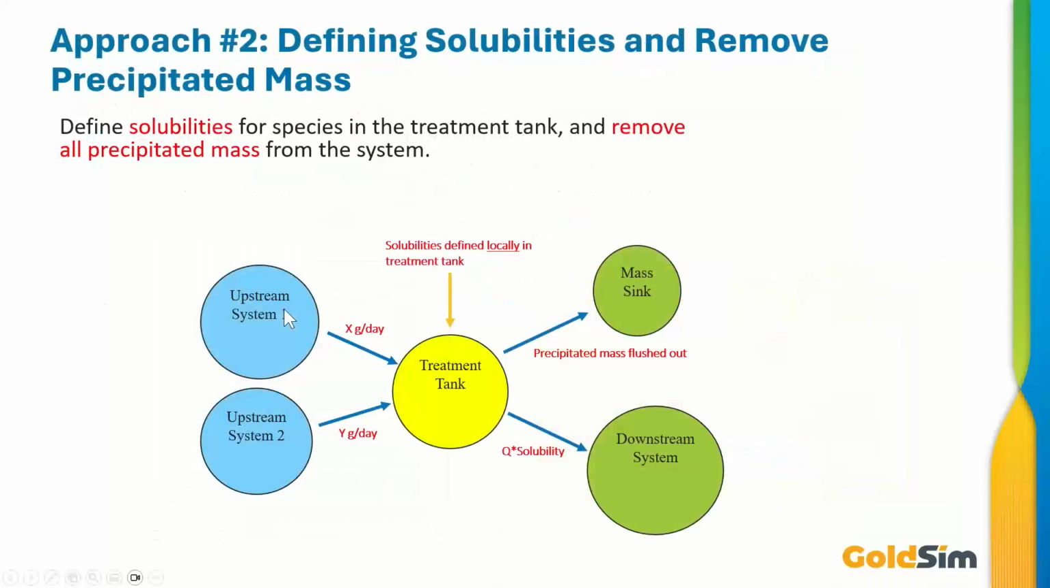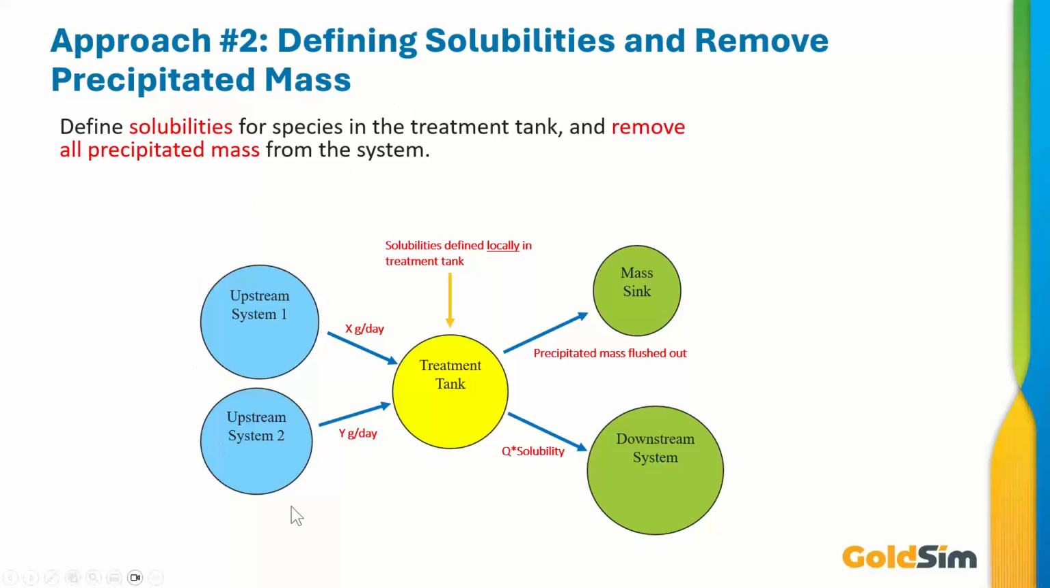Now I want to talk about the second treatment process that we can simulate. In this case, we're going to define solubilities for species in the treatment tank, and only in the treatment tank. So the rest of the model either has an infinite solubility or it could have some other solubility, but the treatment tank has a special solubility.